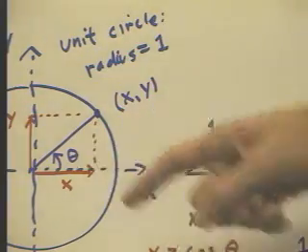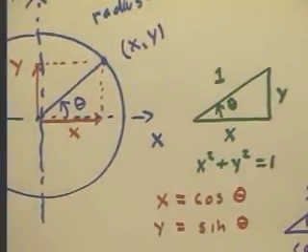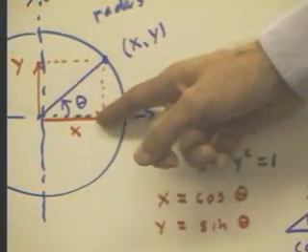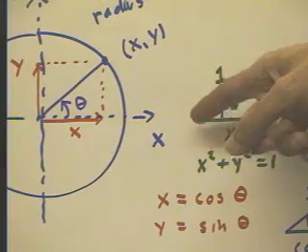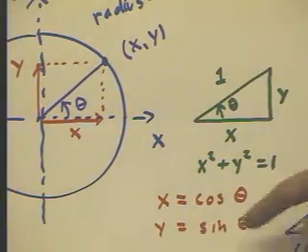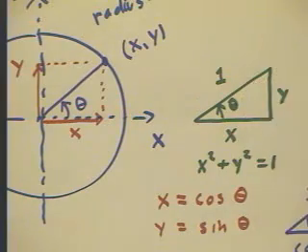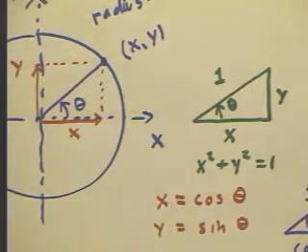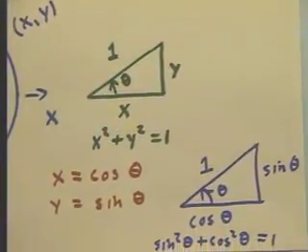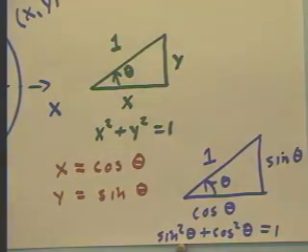Now, for the angle theta, whatever x is, we're going to call that the cosine of theta. So here's the cosine of theta. If the side here is 1, then this x is the cosine of theta, and y is the sine of theta. That's the definition of the sine and the cosine. We can see that it follows from that definition.